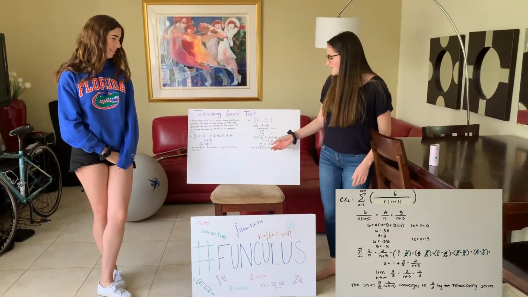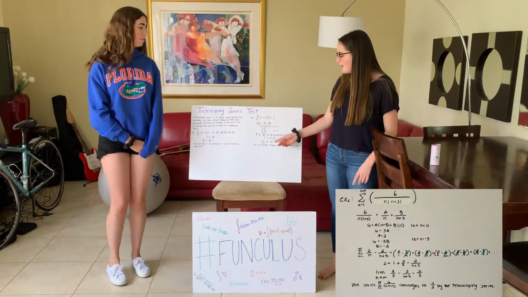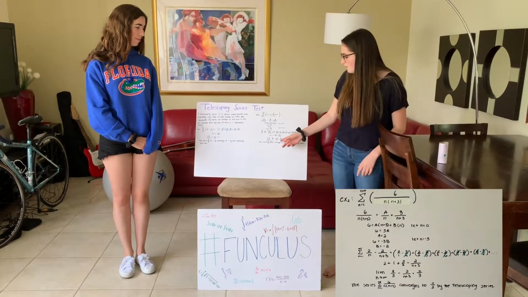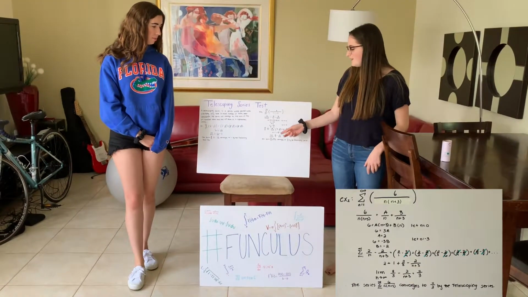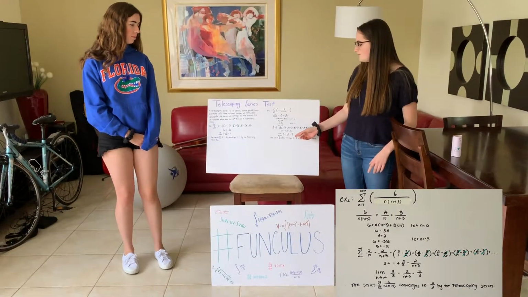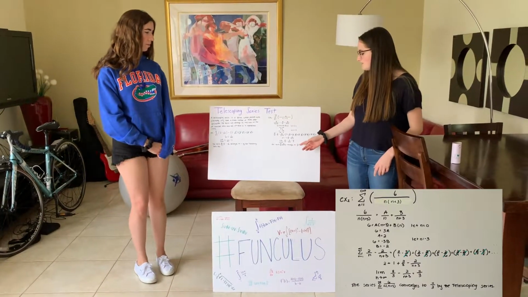From there, we're going to take the limit. So we have the limit as n approaches infinity of 11 over 3 minus 2 over n plus 3, which is the nth term. The limit of 2 over n plus 3 as n approaches infinity equals 0. So we're just left with 11 over 3. So using the telescoping series test, we find out that the series converges to 11 over 3.